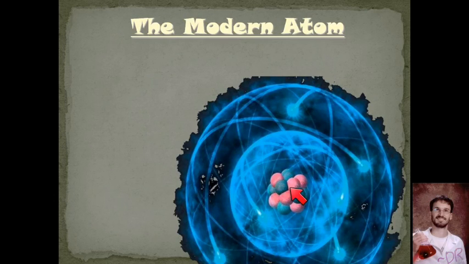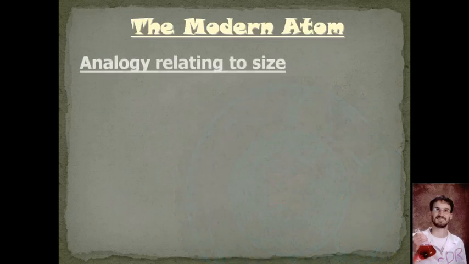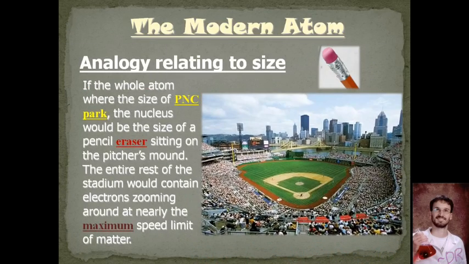So we got your two regions here again. How big is an atom? That's a good question. If an atom were zoomed in and we made an atom the size of PNC Park downtown, if you took an eraser from a pencil and put it on the pitcher's mound of PNC Park, that would be the size of the nucleus. So if the atom was this entire stadium, the nucleus, where 99.9% of its mass is found, would be the size of an eraser on that pitcher's mound.